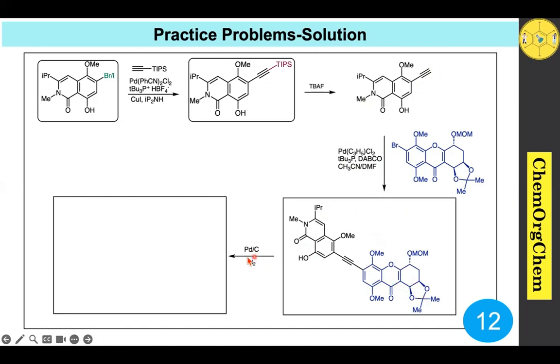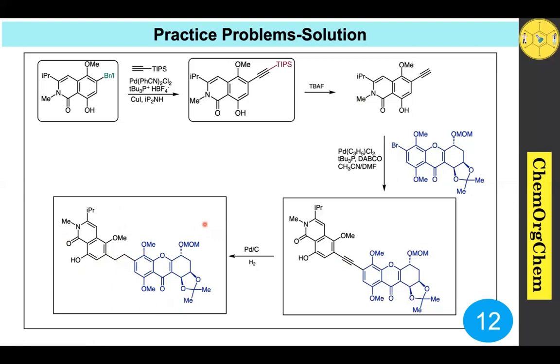In the next step, this substrate reacts with palladium charcoal in the presence of hydrogen gas. Here we should see which functional group is more reactive towards palladium charcoal hydrogenation. Exactly, here the alkyne is more reactive. Therefore, when we use palladium charcoal and hydrogenation conditions, it is readily reduced, producing this corresponding product. So that's it. That was the solution to 12 practice problems on the Sonogashira cross-coupling.